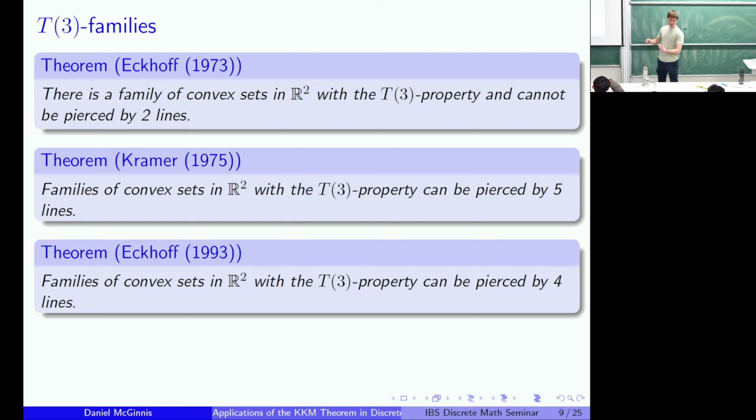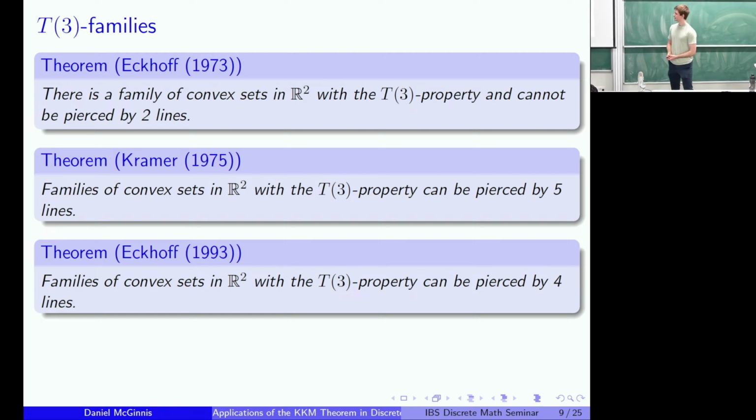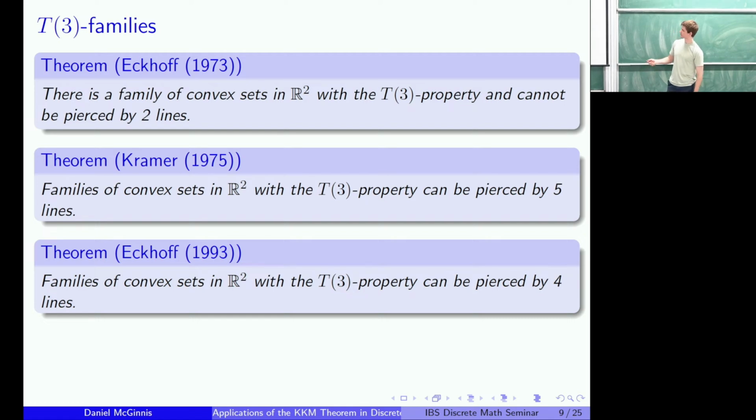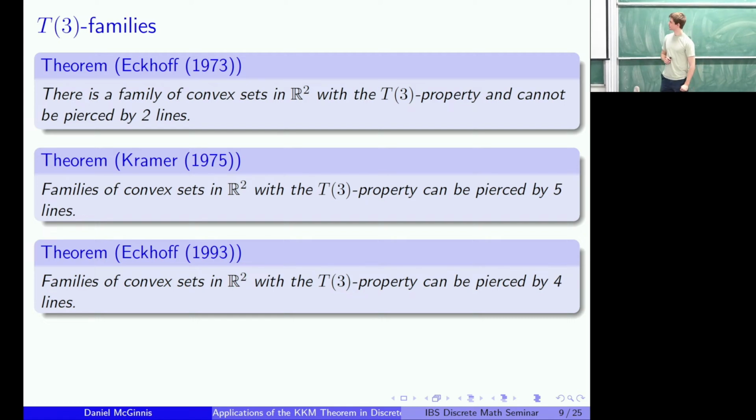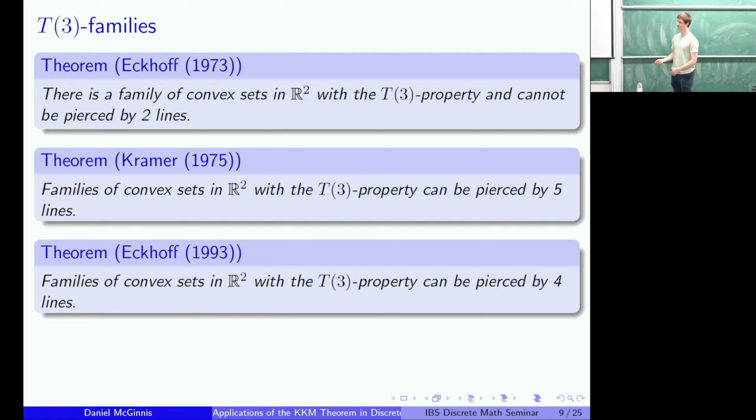All right, and then Eckhoff, around 20 years later, he improved this by showing that families of convex sets in R2 with the T3 property can be pierced by 4 lines by slightly modifying Kramer's proof. So at this point, the question is, do you need 3 lines or 4 lines? And Eckhoff actually conjectured that 3 lines should be enough.